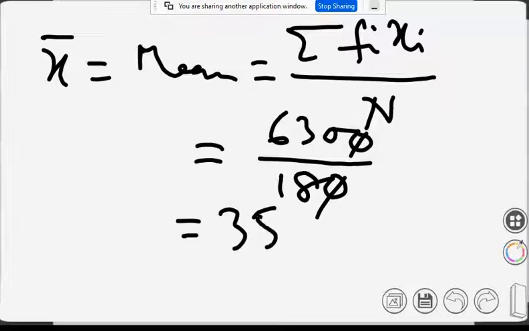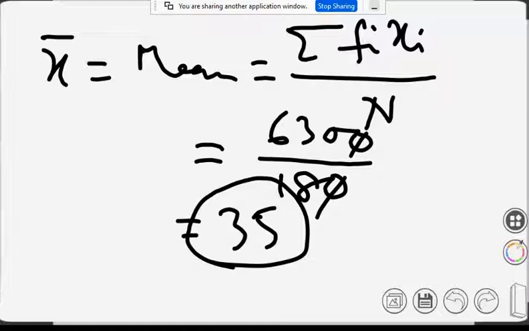So all of you, please do it, those who haven't done it. Summation fi xi we have already calculated. So just putting the values: summation fi xi is 6300 and n is 180. So summation fi xi by n, after simplification, we get the mean as 35.